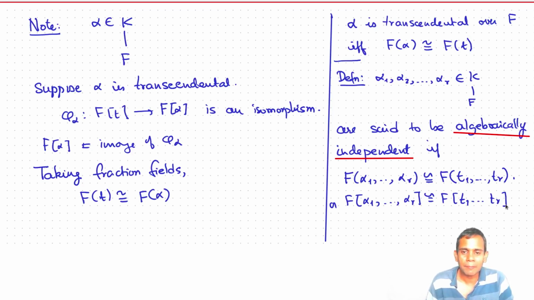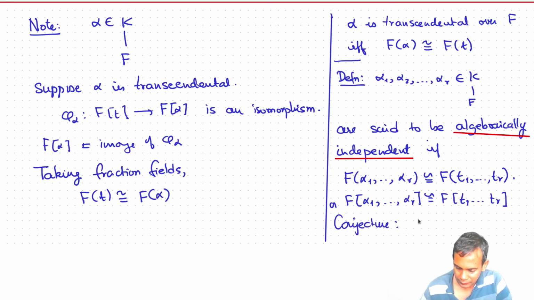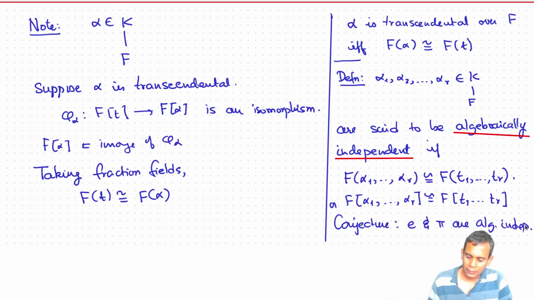Just as with transcendence, algebraic independence is a difficult problem. It is conjectured but not proved that e and pi are algebraically independent. But it's something that's not known. It's a big open problem.